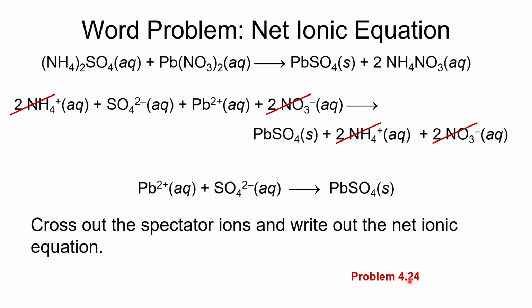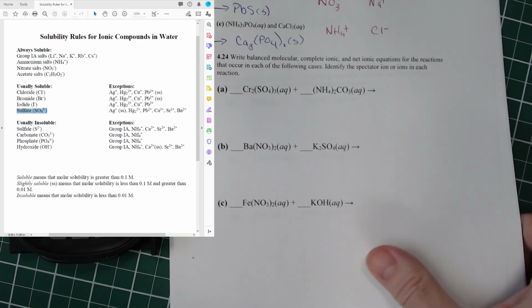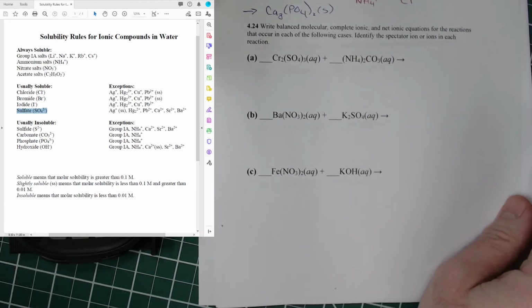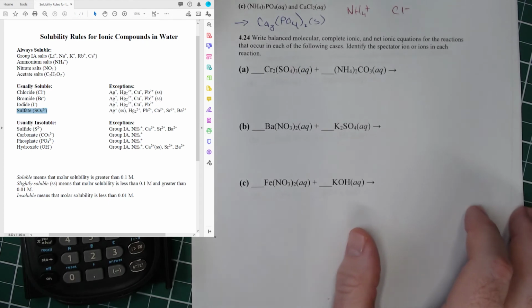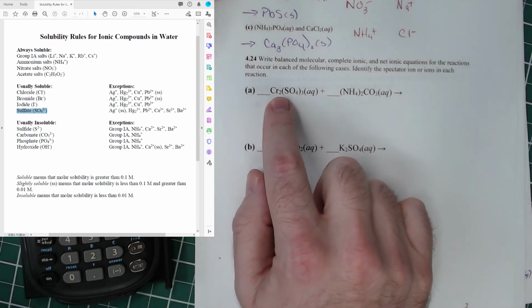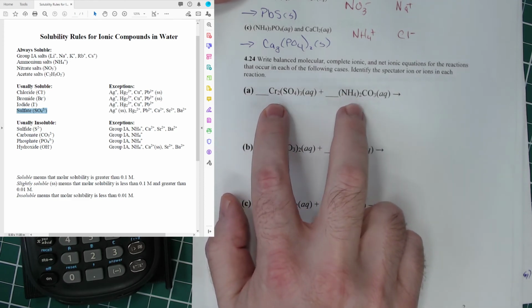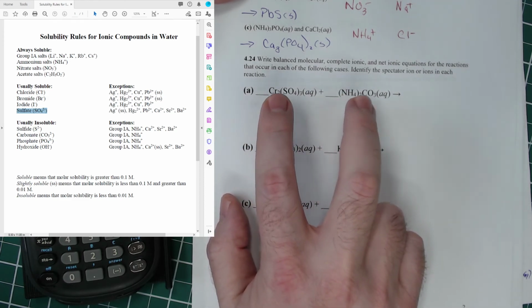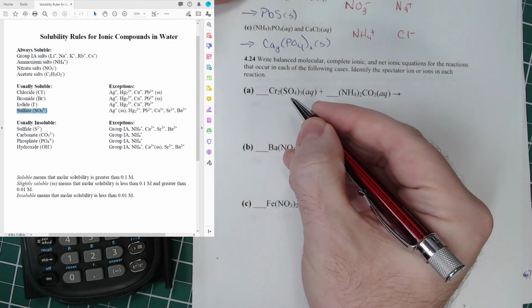All right, so let's look at number 24. I'm going to go back to our vertical split screen here. All right, we're going to do number 24. So when I've got problems like this, where I've got the compounds that we're starting with, I like to write the ions directly underneath. So I like to identify what the ions that we're working with are going to be.